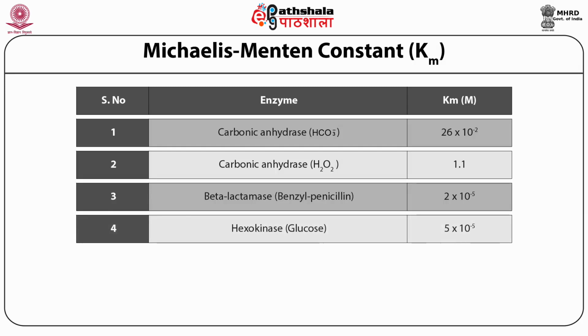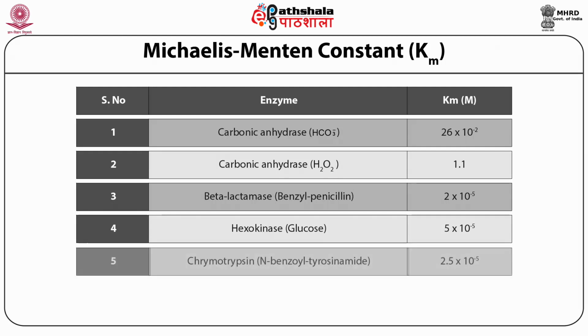Hexokinases have a Km of 5 into 10 to the power minus 5 for glucose, and chymotrypsin has a Km of 2.5 into 10 to the power minus 5. So every enzyme is going to have a different Km for its own substrate. Not only that, if one enzyme has multiple substrates, it has different Km for different substrates.